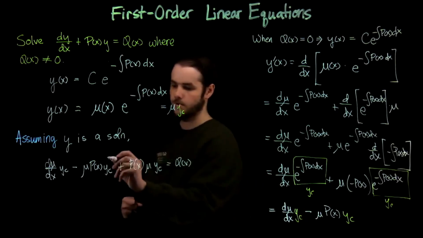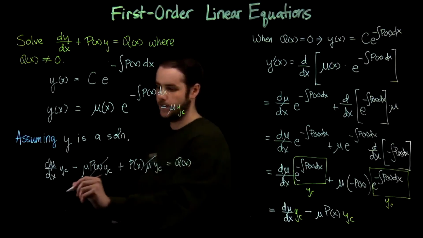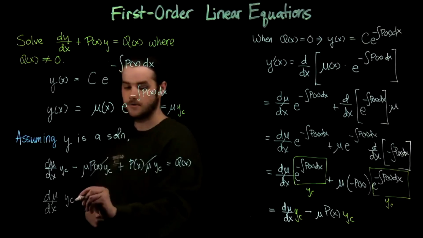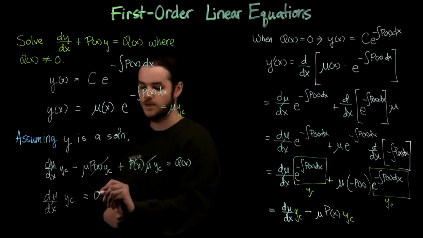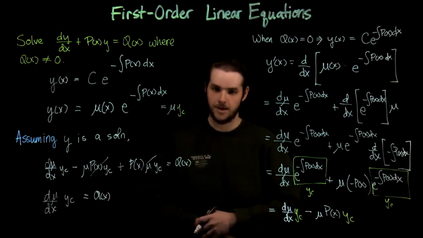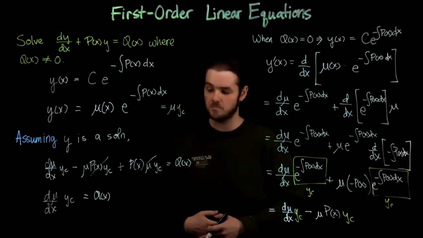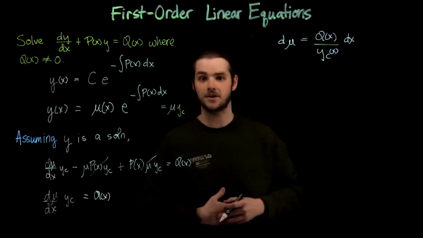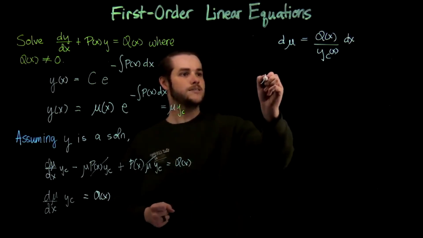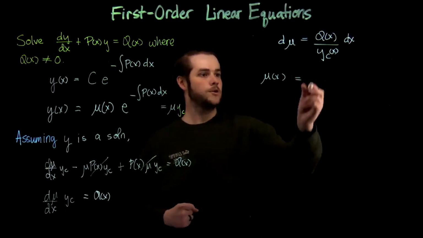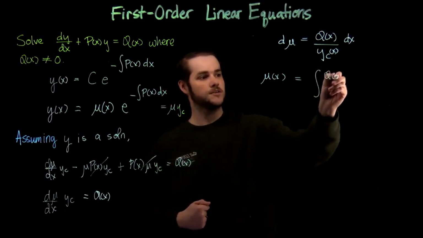And what do you know? These guys cancel, and I'm just left with d mu/dx yc equals q of x. Now I'm going to pause for a moment, and hopefully you can see the beauty of the expression that we just wrote down. It's separable. I can just separate and integrate. And what that tells me is that mu of x on the left-hand side must equal whatever the integral of this big ugly mess is.